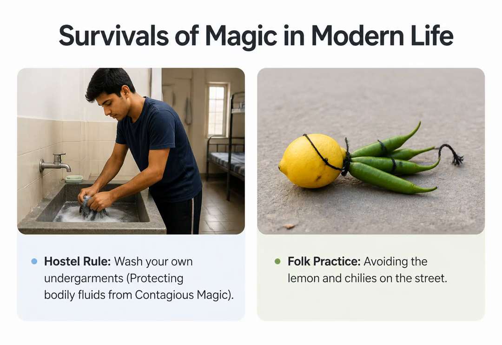You might think magic is entirely a thing of the past, but Frazer's concepts are still visible today. Consider a common instruction parents give students moving into a hostel: wash your own undergarments. This isn't just about hygiene. Deeply embedded in cultural memory is the fear of contagious magic, the belief that bodily fluids left on clothing could be used by someone with malicious intent to cast a spell on you. Or consider walking down the street and seeing a lemon strung with chilies on the ground. Even a staunch rationalist will likely step around it, feeling a flash of discomfort. That hesitation is a survival of magical thinking.